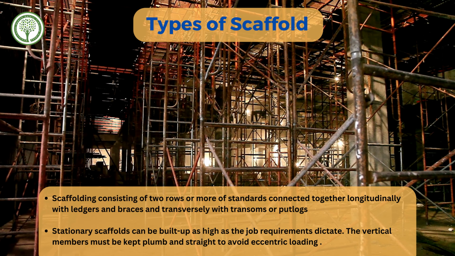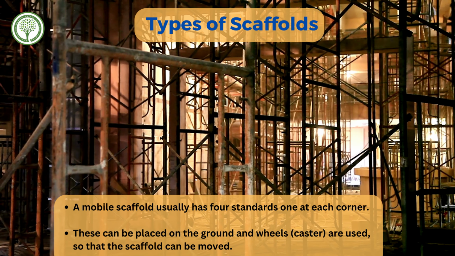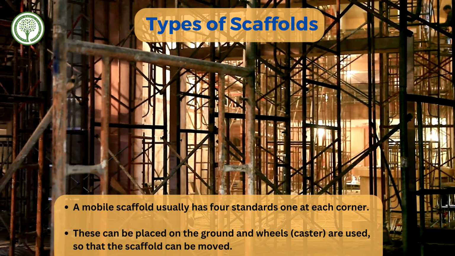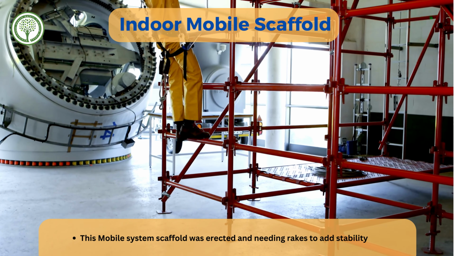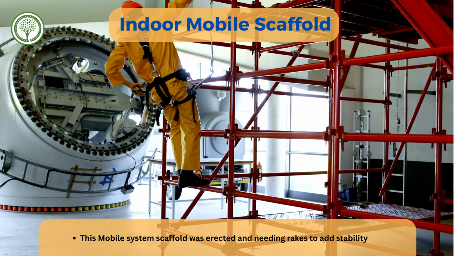Type of scaffolding: a mobile scaffold usually has 4 standards, 1 at each corner. These can be placed on the ground, and wheels, casters, are used so that the scaffold can be moved. Indoor mobile scaffold: this mobile system scaffold was erected, needing rakes to add stability.